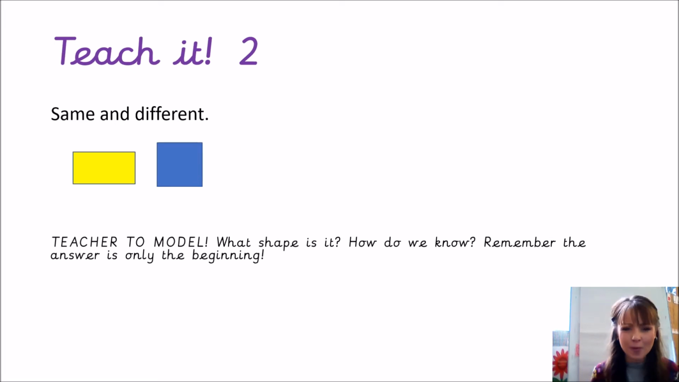What about this one? What's the same and what's different? Tell your adult. Last one. Don't forget you can pause the film here, and then I'll tell you some things that are the same and different in a moment.